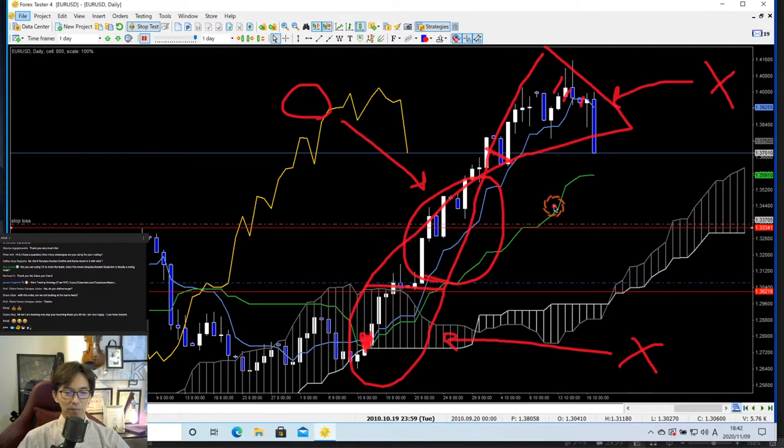I use Forex Tester 4. All right. Yep. Forex Tester 4 is a great tool that I recommend to use. It saves a lot of time when you backtest. All right, Pete. Pete's got some emojis there.